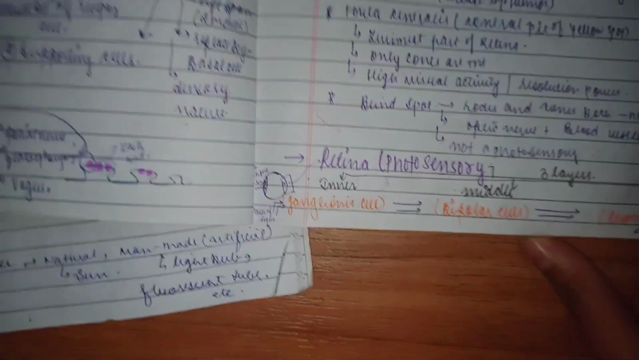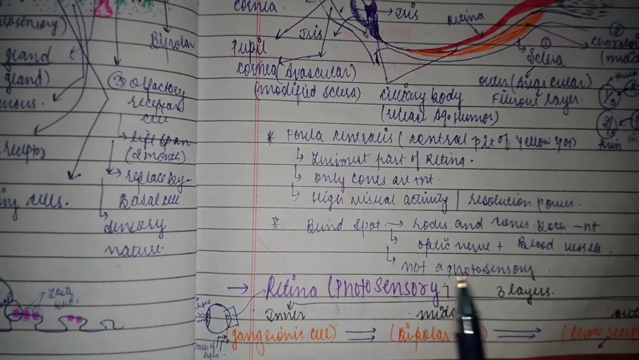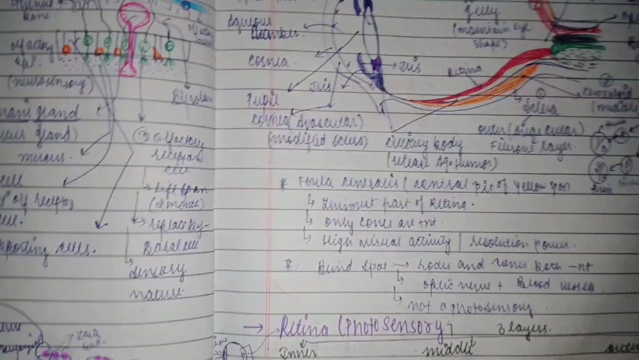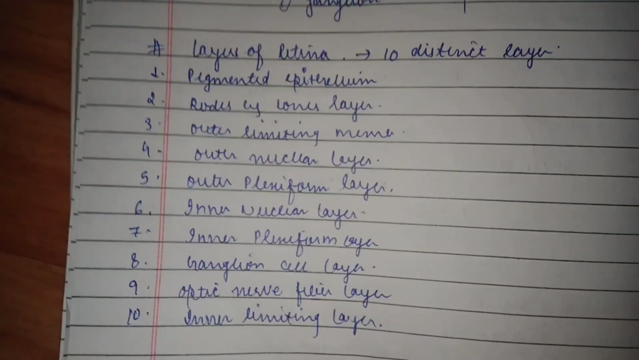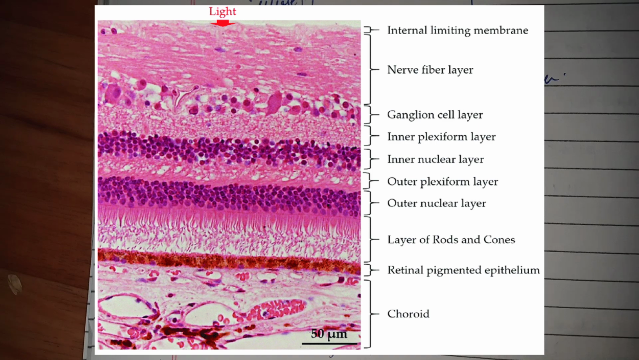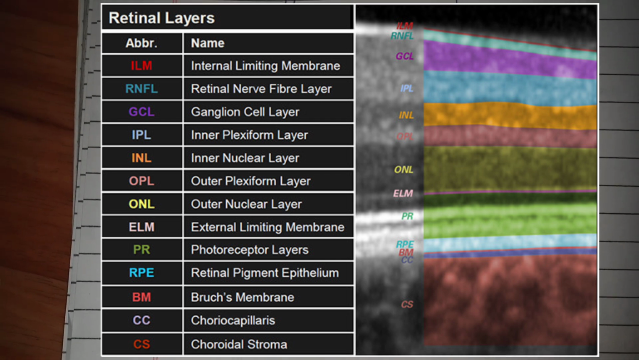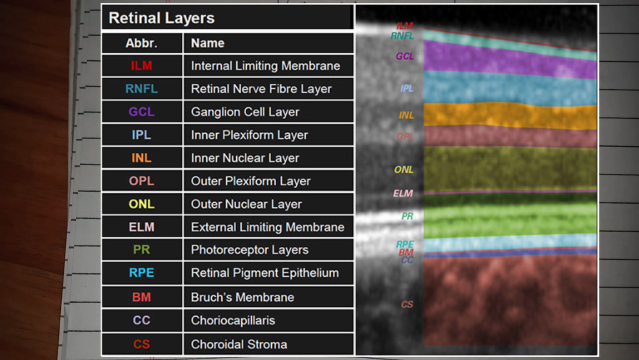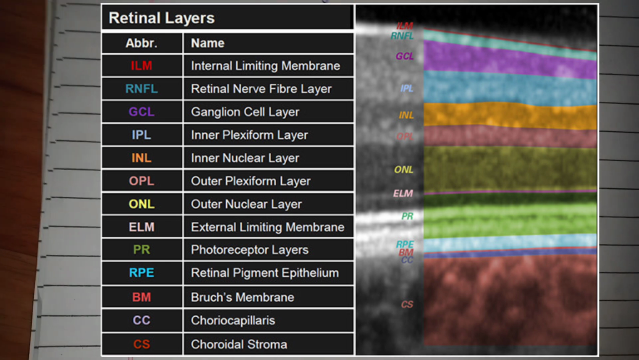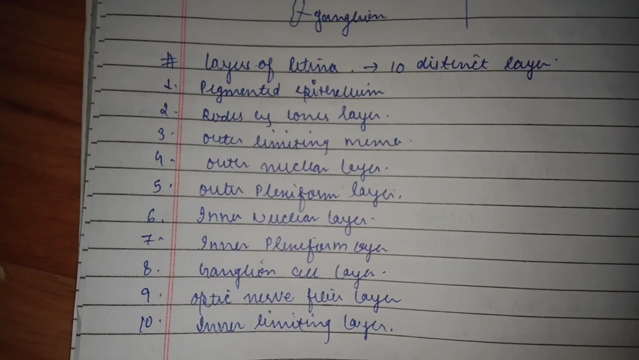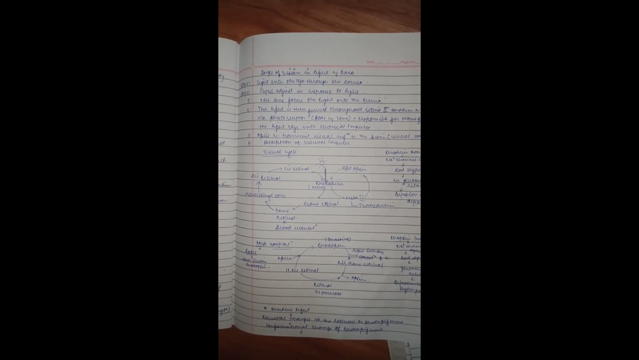So let's talk about the retina. It is a photosensory layer having many layers. Mainly, we can talk about the 10 distinct layers of the retina. First is the pigmented epithelium, second is the rods and cones layer, third is the outer limiting membrane, fourth is the outer nuclear layer, fifth is the outer plexiform layer, sixth is the inner nuclear layer, seventh is the inner plexiform layer, eighth is the ganglion cell layer, ninth is the optic nerve fiber layer, and tenth is the inner limiting layer. These layers help vision to be more precise.